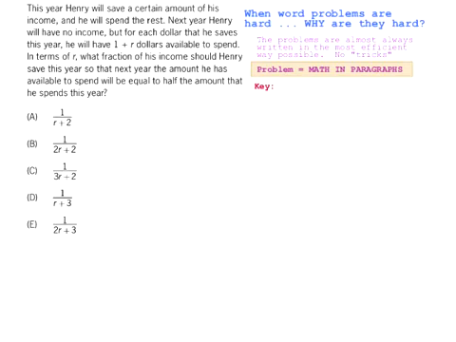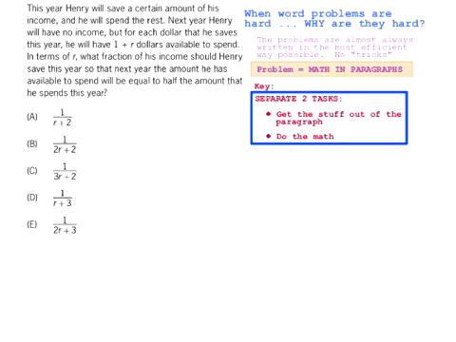That's the key, is to separate 2 tasks, which are, number 1, get the stuff out of the paragraph, and number 2, do the math. You should separate these things. This is the point. And to this end, people do this a lot in the real world for various tasks. For example, people make spreadsheets for stuff. Probably everyone watching this session has made a spreadsheet at some point in his or her life.